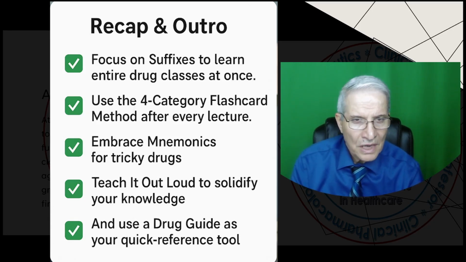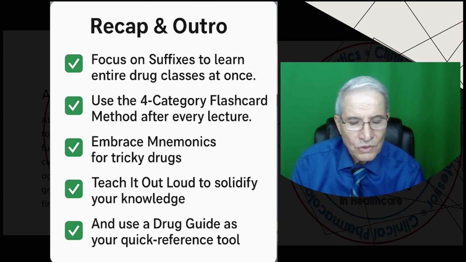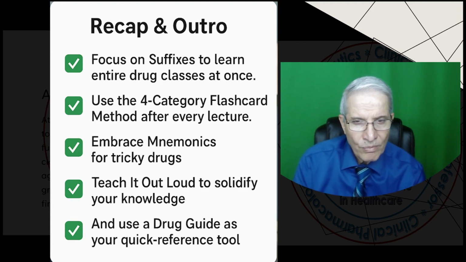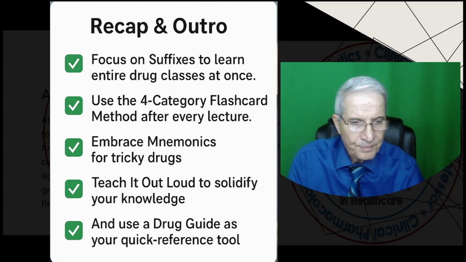Number 3, try to create mnemonics. If you remember, we have MORPHINE for opioid, and we have DUMBBELS for the cholinergic. And number 4, it's recommended to teach this information to someone else, like classmates, friends, or family. And lastly, try to use a drug guide textbook like the Bucket Drug Guide, and that will help you learn the material quickly as a reference tool.